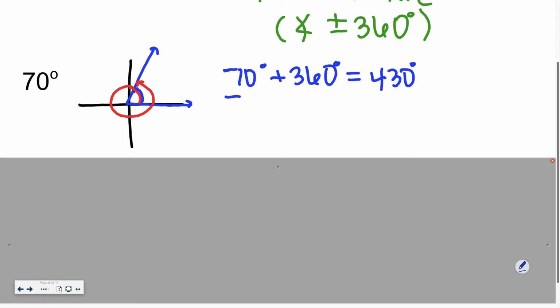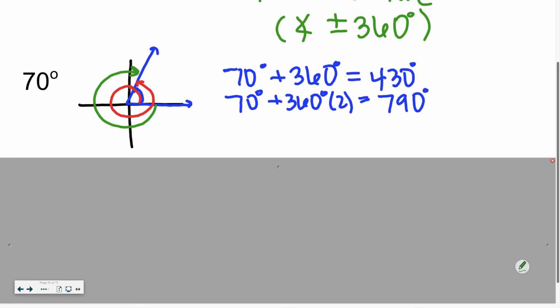If I take 70 degrees and add 360 twice, then we're at 790 degrees. That's also a coterminal angle. If we go around again and again, we can be really obnoxious, right? We also could go the other way, like in green. That angle shares a terminal side. So we could take 70 degrees and subtract 360 to get an angle of negative 290 degrees. And we could keep going and going.